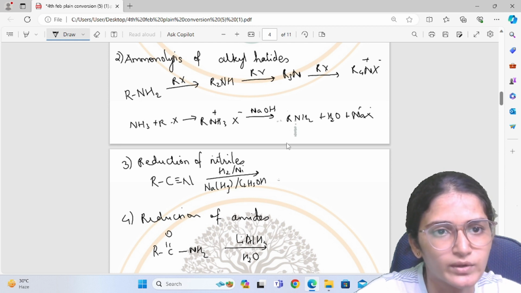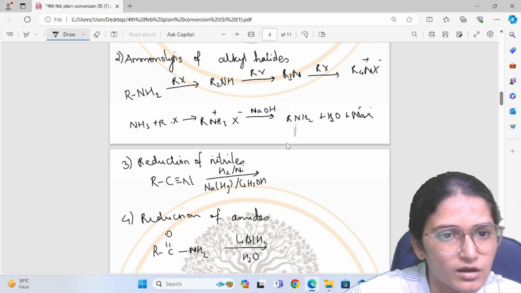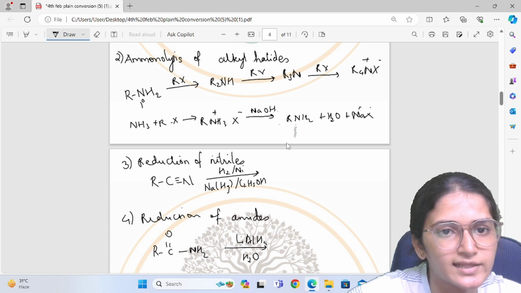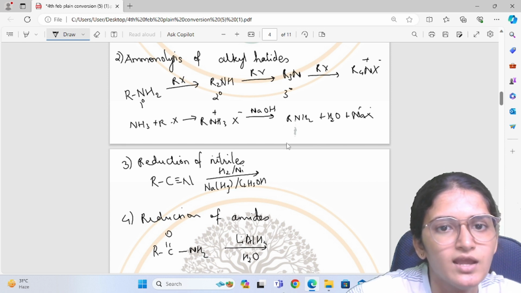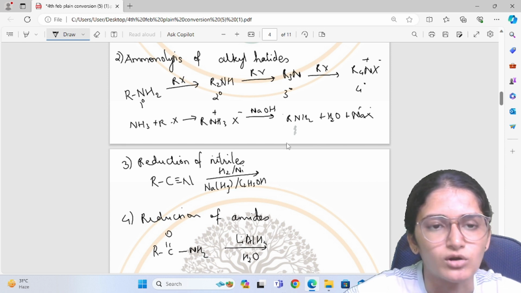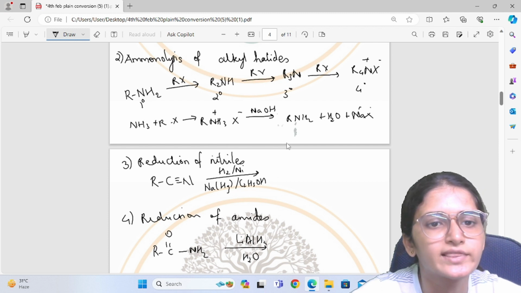Breakdown of ammonia. RNH2 is a primary amine. When we add alkyl halide, we get the secondary amine. Then we get the tertiary amine, and then we get the quaternary salt. So first we will see how we get the primary amine.